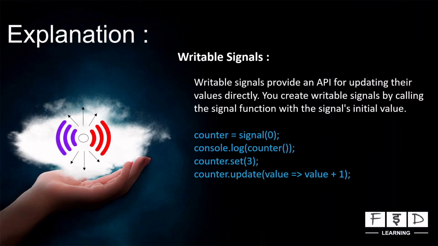What are writable signals? A writable signal provides an API for updating its value directly, and we can create writable signals by calling a signal function with the signal's initial value. So here you can see that we can use signal as a type of variable and the name of the variable is count. And we have to call or invoke the signal variable with round brackets like a function. And to change the value of a writable signal, we can either use the dot set method or the dot update operation to compute a new value from the previous one. But inside the update function, we need to pass a callback function to update the value.